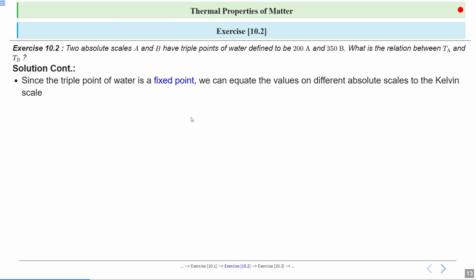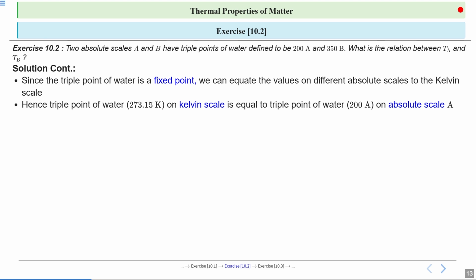Now, since the triple point of water is a fixed point, we can equate these values on the different absolute scales to the Kelvin scale. So hence, the triple point of water, that is 273.15 Kelvin on the Kelvin scale, is equal to the triple point of water, that is 200 A on absolute scale A. So when we equate this, it will be 200 A is equal to 273.15 Kelvin. It means A equals 273.15 divided by 200 Kelvin. Alright.